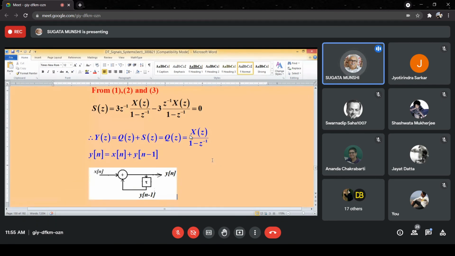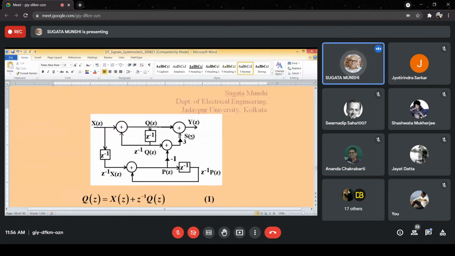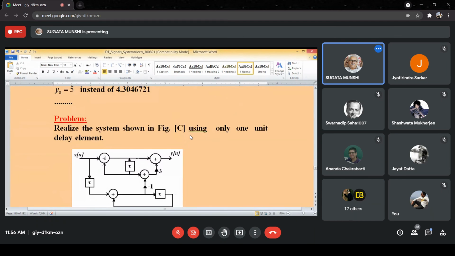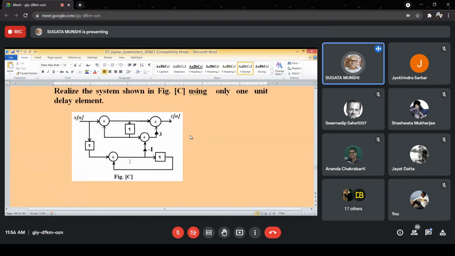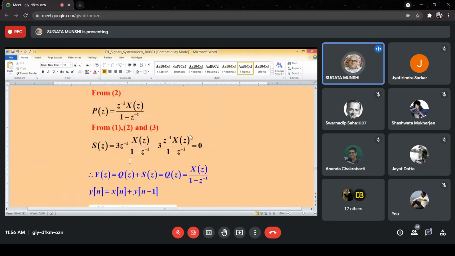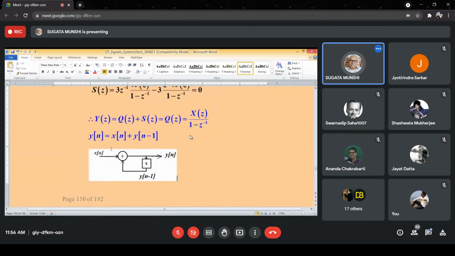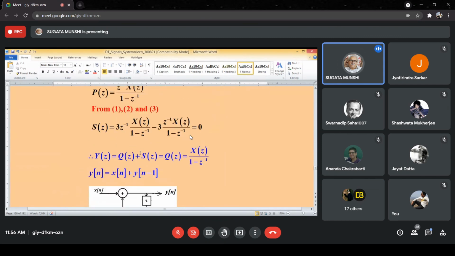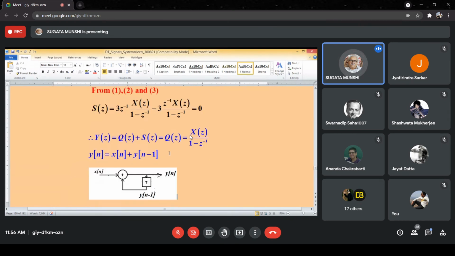So if I had asked you to obtain the impulse response of this complete system, then you could have just proceeded in this manner, obtained GZ, all right, and then take the inverse Z transform to obtain the impulse response.